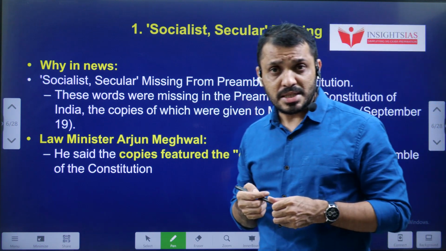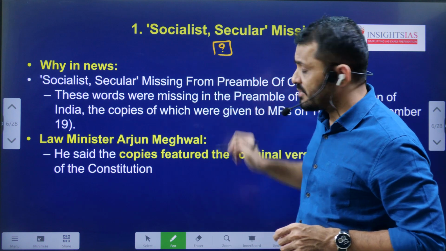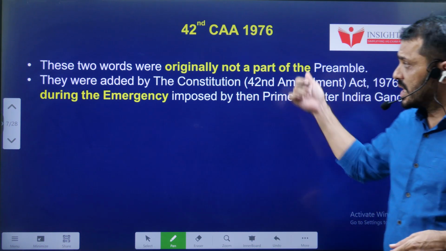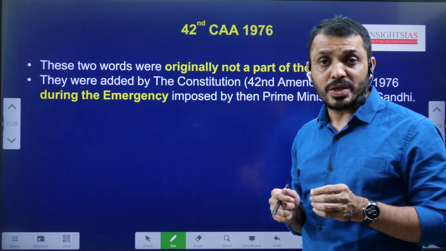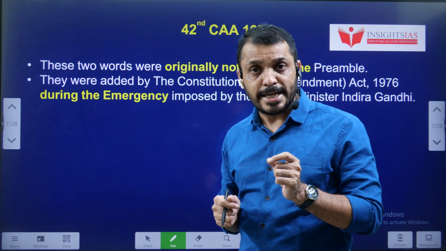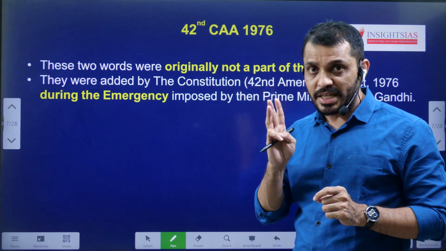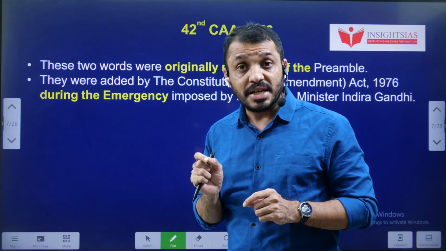Meanwhile, tell me students, the concept of the preamble we borrowed from which country? From which country did we borrow this concept of the preamble? Tell me. Next, the preamble was subjected to amendment once. Which amendment was that? 42nd Constitution Amendment Act 1976. Through this amendment, the following 3 words were added to the Indian preamble. They are socialist, secular and the word integrity.